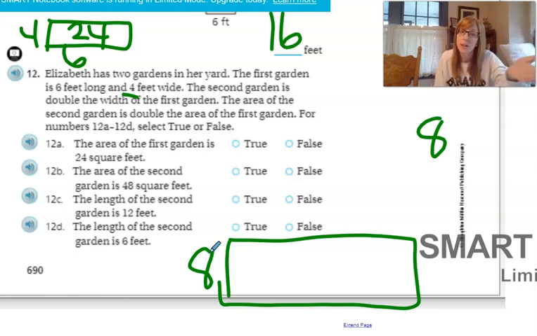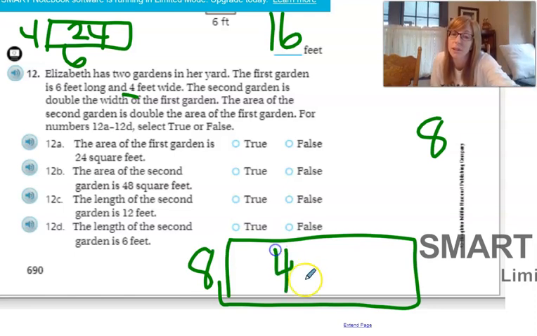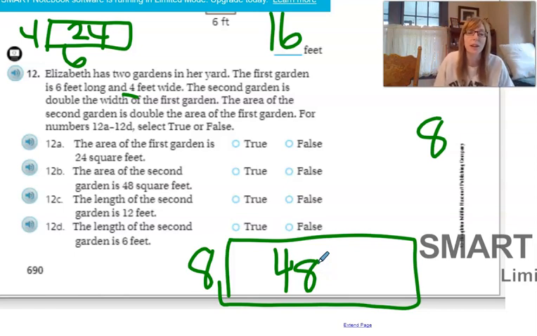Well, what is the first area? It is 24. So what would you do? You would double 24. So what is the double of 24? 24 plus 24 is 48. So it says for numbers 12A to 12D, select true or false. So the area of the first garden is 24 feet, true or false? That would be true.